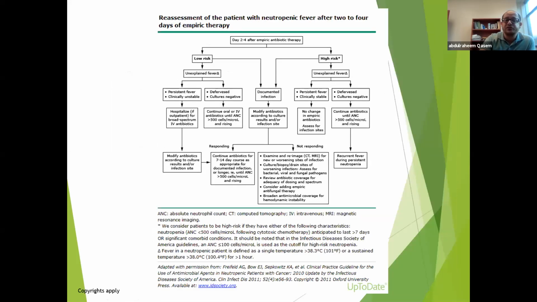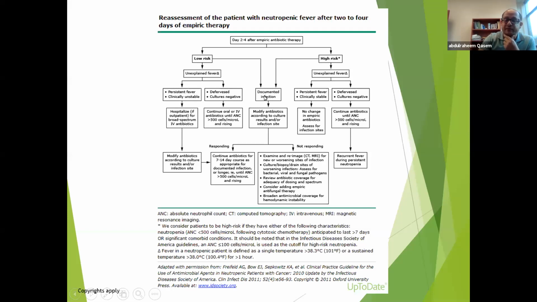Okay. Now, what happens after 2 to 4 days of antibiotic therapy? If the patient is considered low risk, meaning you already decided they are low risk and they were treated mainly as outpatient, if they get better, the fever went away, you continue antibiotics, and their ANC is greater than 500, then you stop after that. If there is persistent fever, meaning the fever persisted after 2 to 4 days, or if they developed any clinically unstable conditions, and their ANC is still less than 500, then you hospitalize them and administer IV antibiotics, and the inpatient team will take care of them and triage based on the risk and treatment needs.